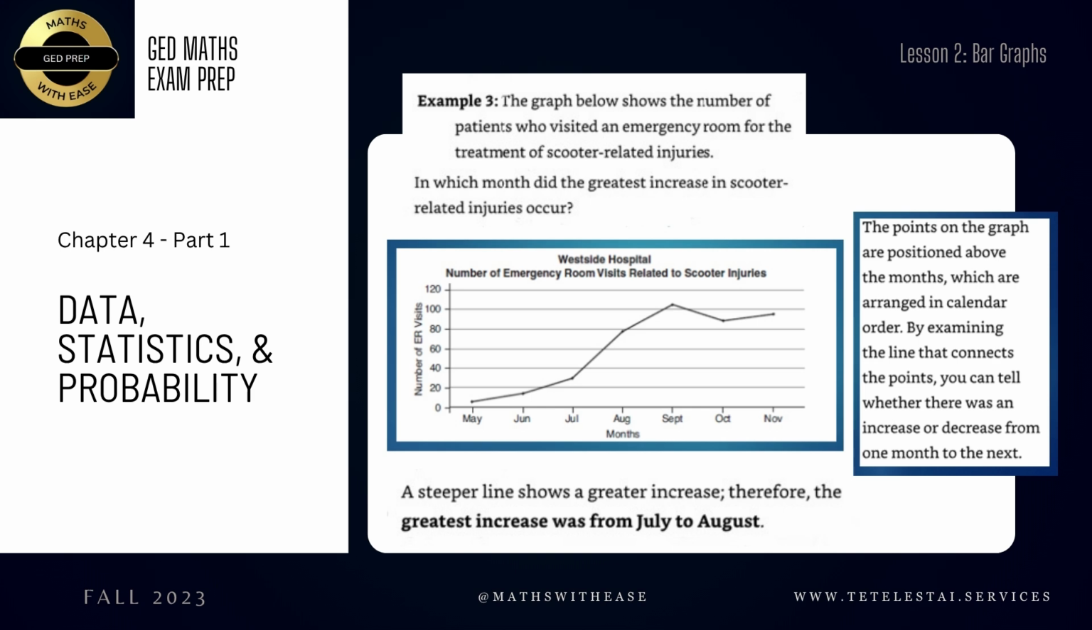So essentially, this graph is telling us that between July and August, the hospital had 53 visits that were related to scooter injuries, but between August and September, the hospital had about 25 or 23, whatever that number was that we determined, right? But instead of having to do all that math, you can just look at the line graph, and you can make the determination from the line graph, okay?